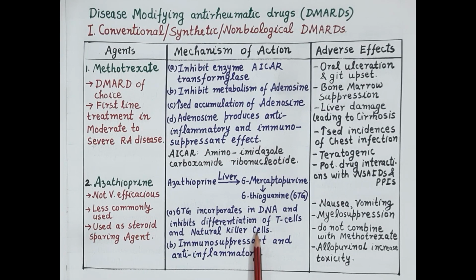Now, as we know, T cells play a key role in the pathogenesis of rheumatoid arthritis, and thus suppression of T cells, suppression of natural killer cells produces immunosuppressant and anti-inflammatory action. Now, adverse effects of azathioprine are nausea and vomiting. Nausea and vomiting are the most frequent side effects.